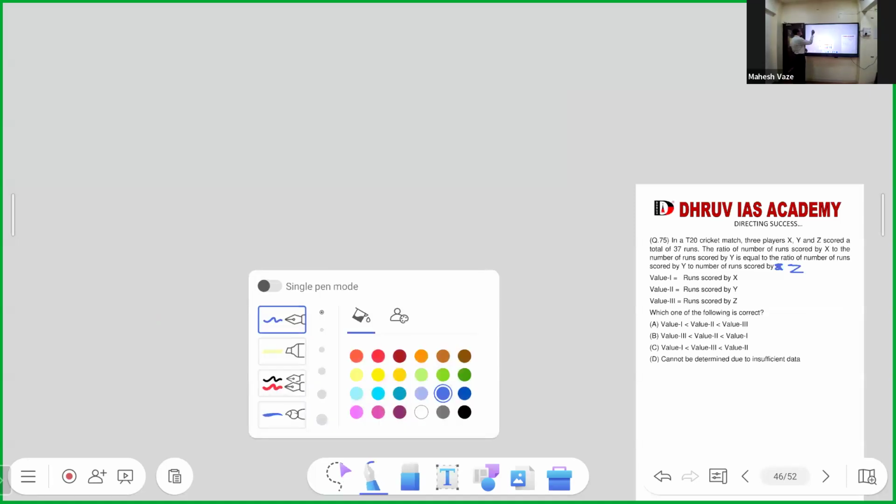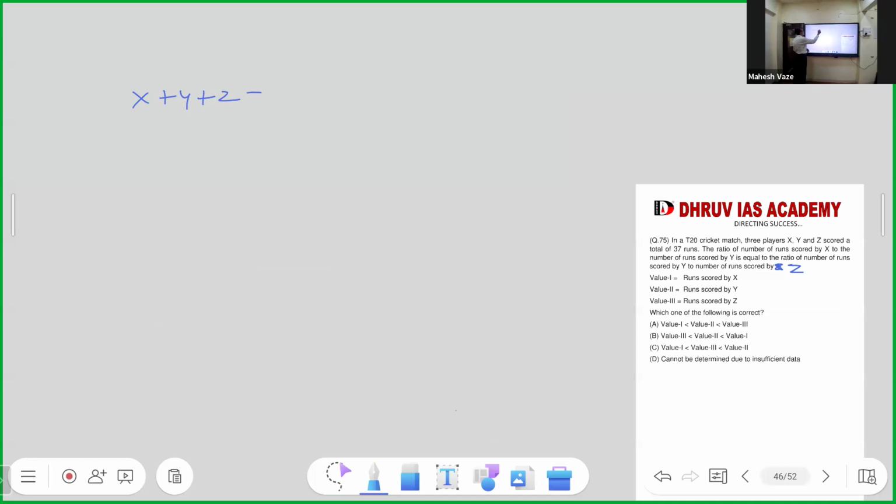See, the first thing, X plus Y plus Z is 37. And what they have mentioned is that the ratio of the number of runs scored by X to the number scored by Y, X upon Y, is equal to the ratio of the number of runs scored by Y to the number scored by Z. So from this we get Y square equal to XZ. And again X plus Y plus Z should be 37. So now we will be having different options for Y, and we will be restricting or limiting our range of the values.